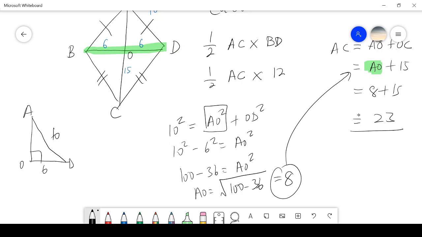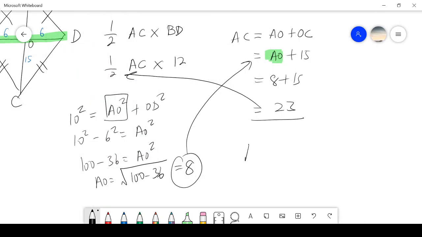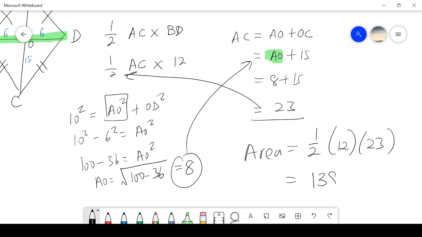Now we can take this value, substitute it back. So the area of my kite is equal to half of 12 multiplied by 23, and that's going to give me 138. But since they did not give us the units, we will write units squared. Okay.